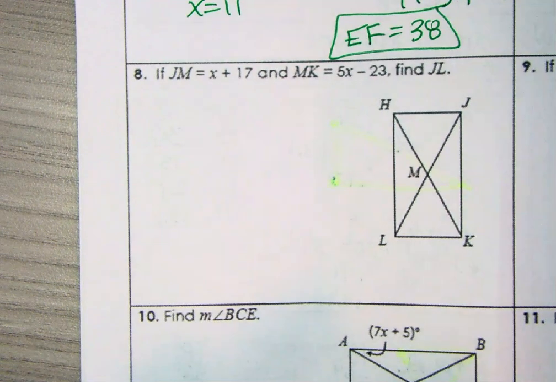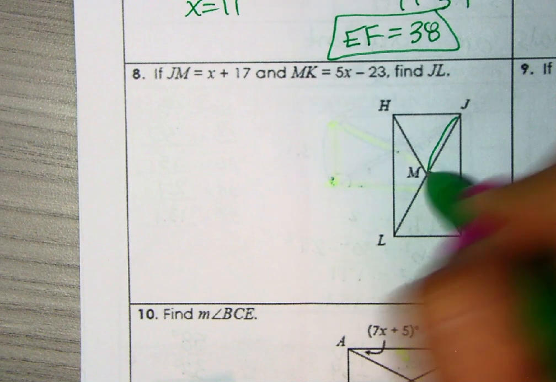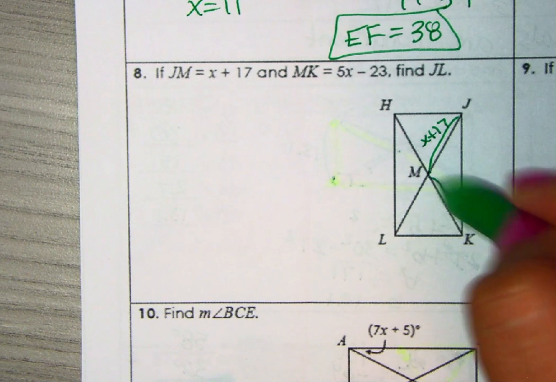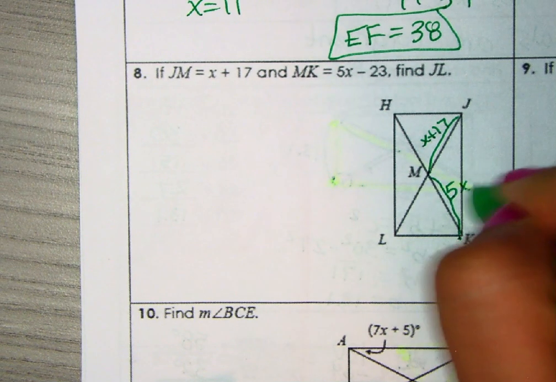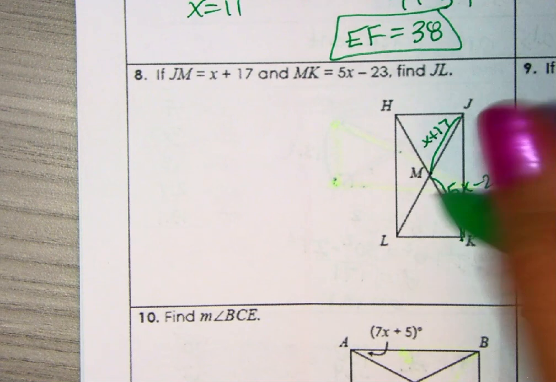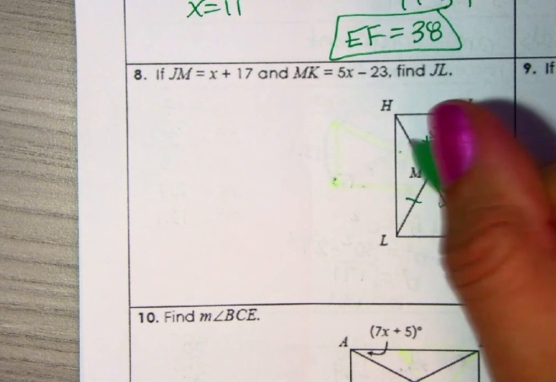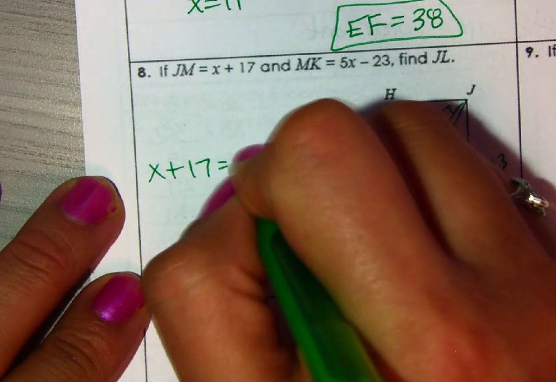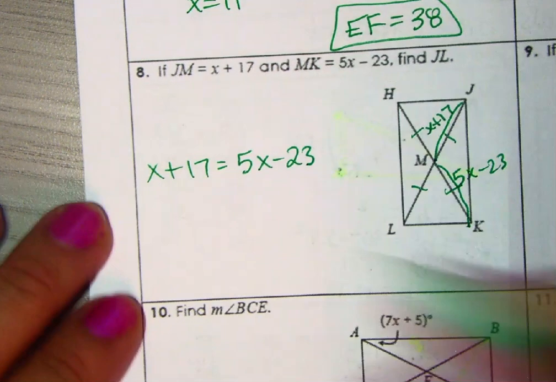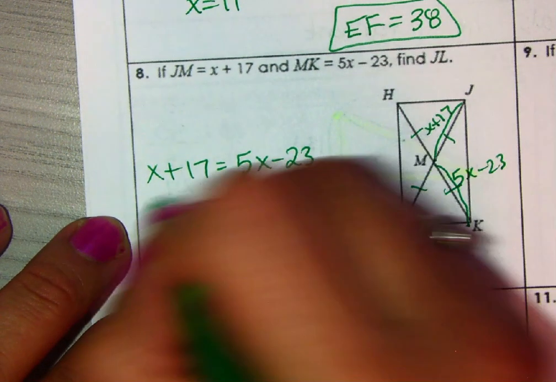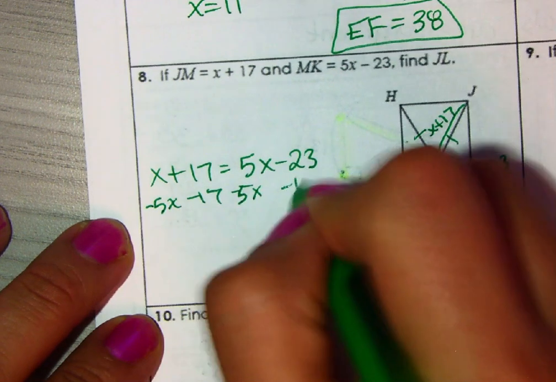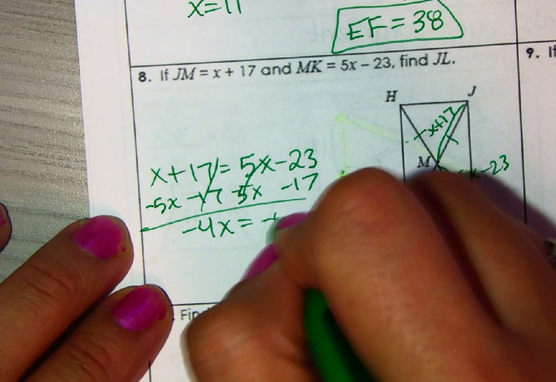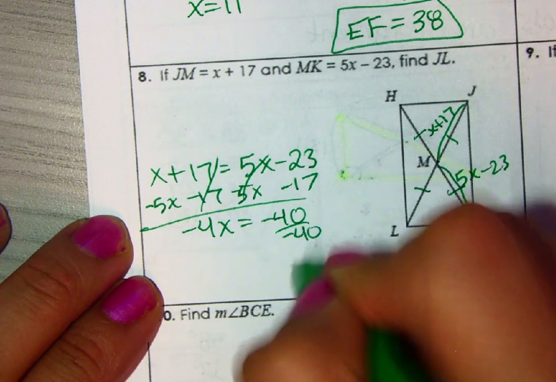All right, on the next one we have JM. JM is this section right here, so that's x plus 17. Then you have MK, which is this part over here, and that's 5x minus 23. So once again, we talked about all these parts being congruent to each other. So x plus 17 equals 5x minus 23. You solve for x. You get 10.